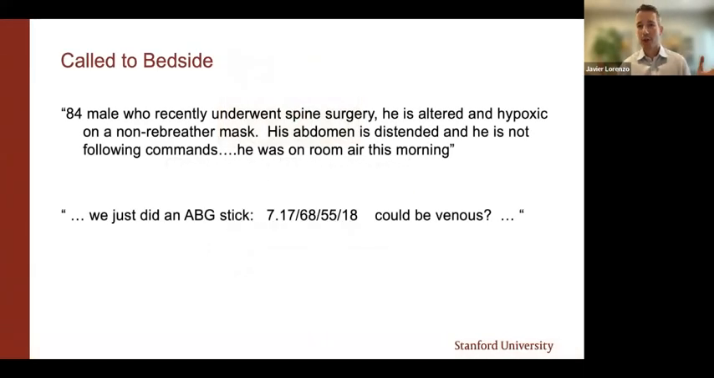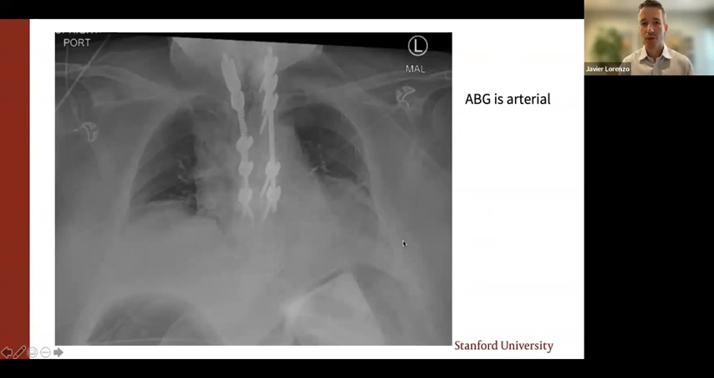Okay, so you're in the ICU and you get called urgently because there's an 84-year-old who recently underwent spine surgery, and he's altered, he's hypoxic on a non-rebreather mask, his abdomen is distended, and he's not following commands. This morning, he was on room air. They just did an ABG, and the reading is 7.17, 68, PO2 of 55. Could be venous. The fellow's not sure. He wasn't there when this was done, but immediately you say, get an x-ray. I'll be there bedside. And this is what the x-ray shows.